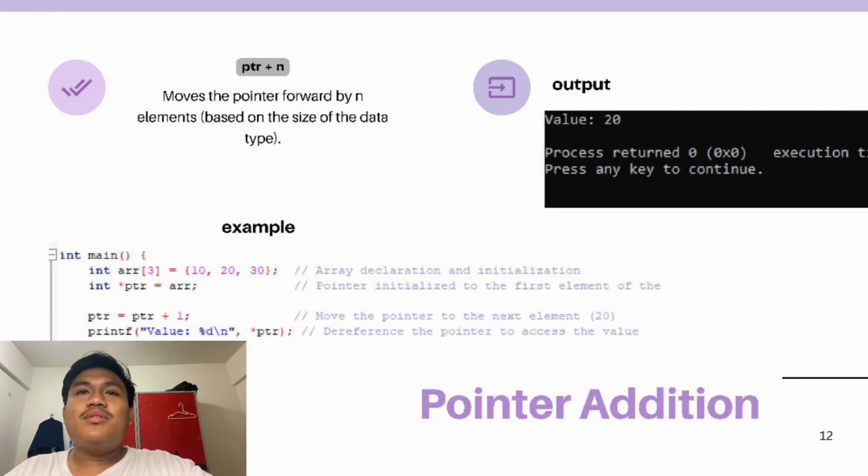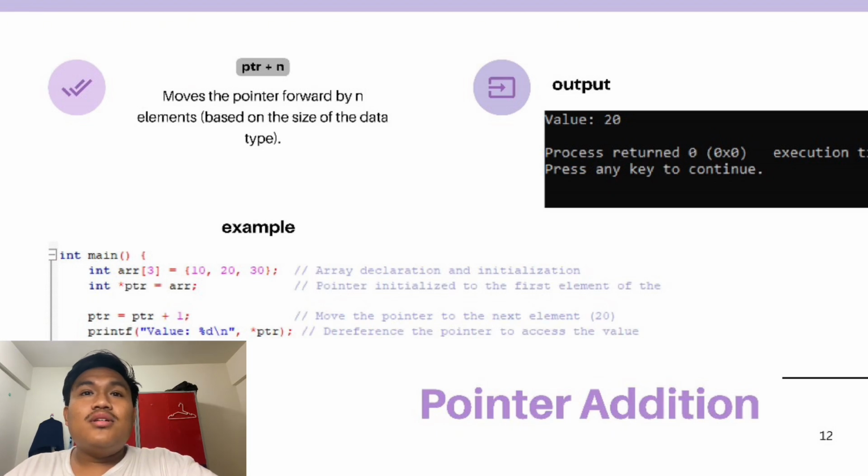This is an example of the coding that we can use. We put int array[3]. Why do we put 3? Because 10, 20, 30 has only 3 numbers. int star ptr equal to array, which we initialize to the first element of the array. That means we initialize to the first element, which is the number 10.